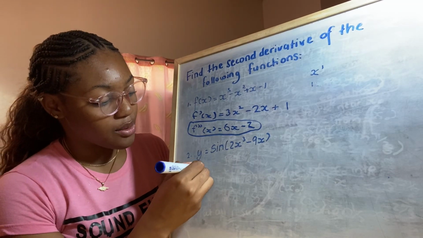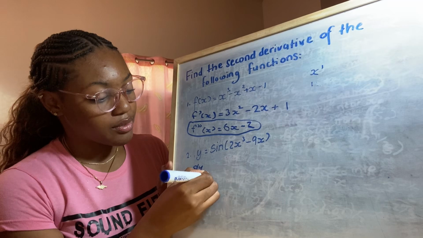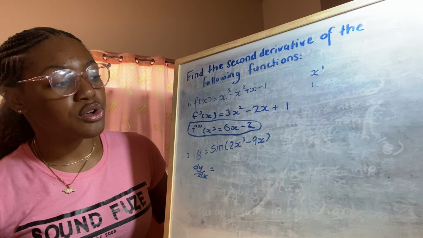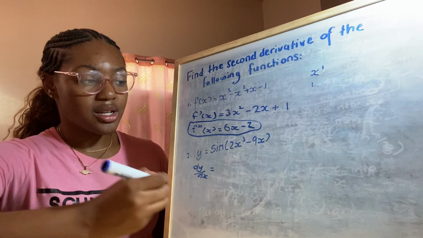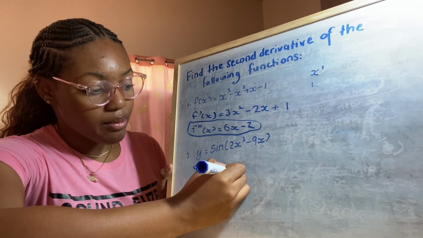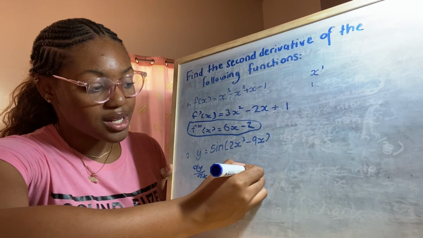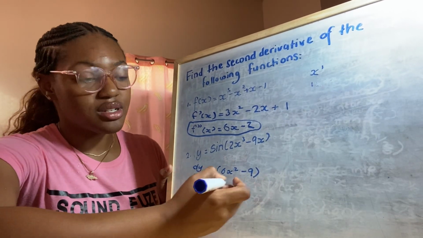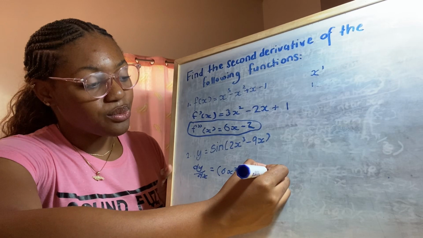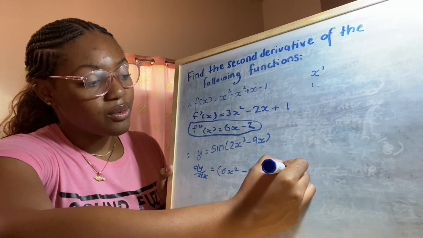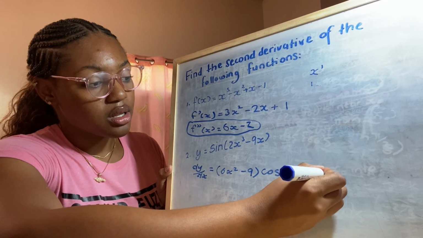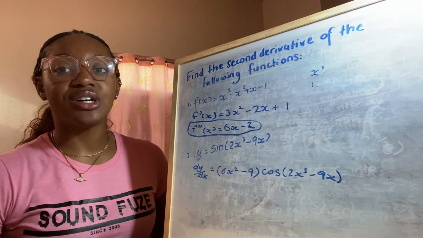So we're going to have dy by dx is equal to, so here we have 2x cubed minus 9x. That differentiated would be 6x squared minus 9. So that would become the coefficient. We differentiate the trig ratio. Sine differentiated would give us cos. And then we're going to have the function in the brackets as it is. And yeah, that's our first derivative.